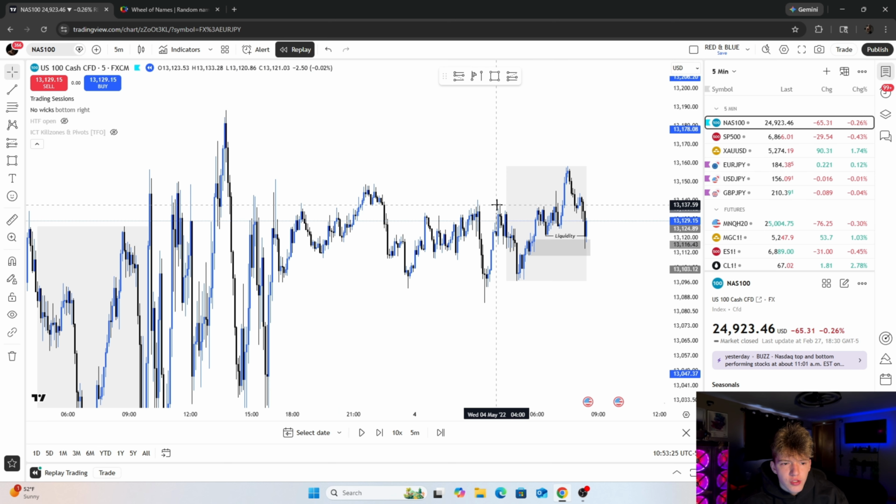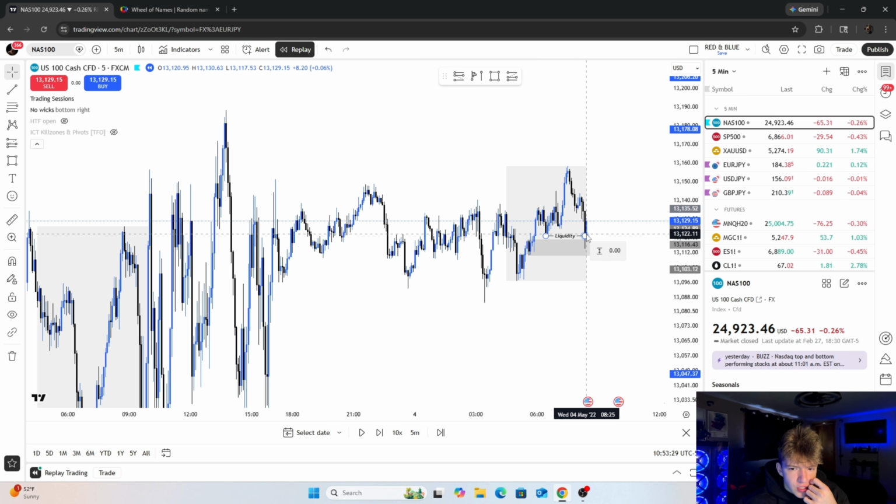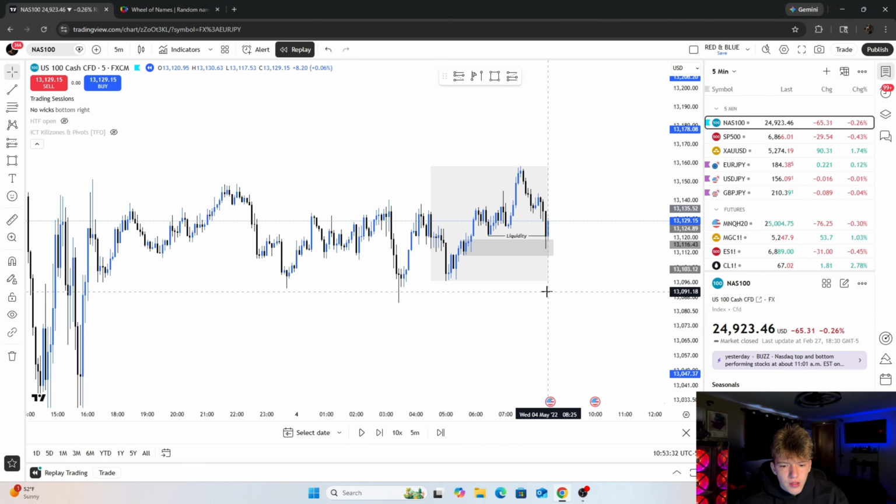Normal liquidity, supply and demand. This trade actually looks really, really good. We're taking out highs, nice level of liquidity. Nice reaction too, right? But for me, I'm personally going to skip this trade as well.